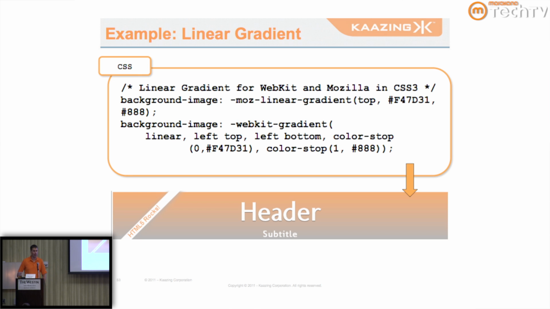And another example, one I like, is the linear gradient. A linear gradient is so easy to put in now. You have a background image, you set it to a gradient that you built yourself. You just give it a top color and a bottom color.